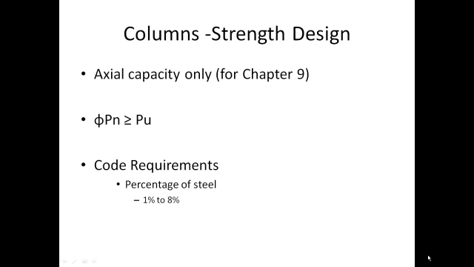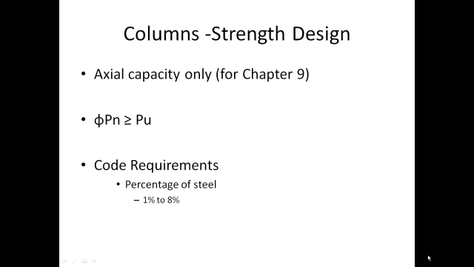In Chapter 9, which is just a setup chapter, we are only concerned with axial capacity. That's sort of a fallacy because columns never have just axial load upon them, but for right now, in Chapter 9, that's what we're going to consider. If we think about just axial load capacity of a reinforced concrete column, then, like we've seen before in strength design, we are going to say the design axial capacity, phi Pn, has to be greater than or equal to the required axial capacity, P sub u. And so that's basically what we are going to look at.